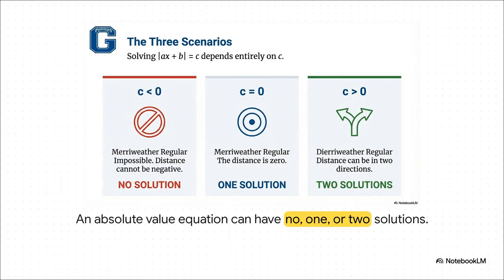Path 2. What if the distance is 0? There's only one number that's 0 distance from itself, and that's 0. So you get one solution. And path 3, the most common one. What if the distance is a positive number, like 3? Well, we just saw that 2 numbers are 3 units from 0, +3 and -3. That gives us 2 solutions.